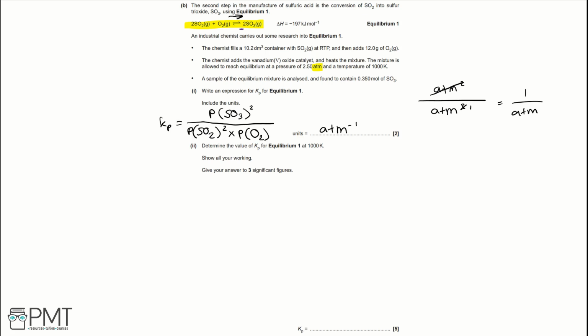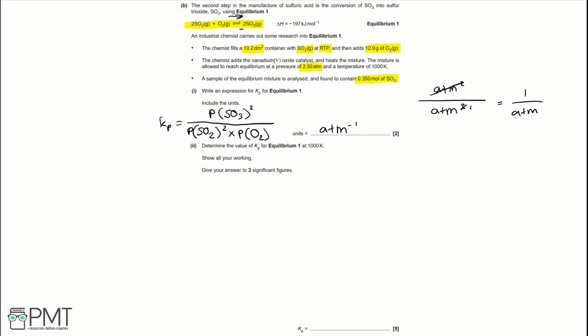Firstly, we need to highlight the key pieces of information that are going to help us answer part 2. Our first key piece of information is that we've got 10.2 decimeters cubed of SO2 and we're measuring this at room temperature and pressure. Then the fact that we've got 12 grams of O2 is our next key piece of information. Also the fact that the total pressure of the system is 2.5 atmospheres and that at equilibrium we have 0.35 moles of SO3. So our first step is going to be to work out the moles of SO2 and O2. So we're going to use 2 different equations.